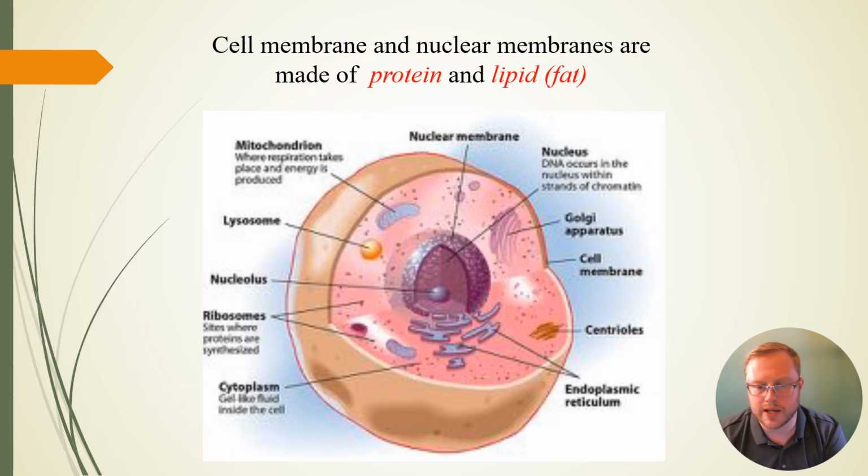So the cell membrane and the nuclear membranes are made out of protein and lipid. I prefer to say lipid and protein because most of it's made out of this lipid bilayer, which is basically fat. Proteins can do a couple different things in the membrane. So they can span the membrane, making these doorways between the inside and outside of the cell. They can also float on the membrane like rafts, doing various functions.